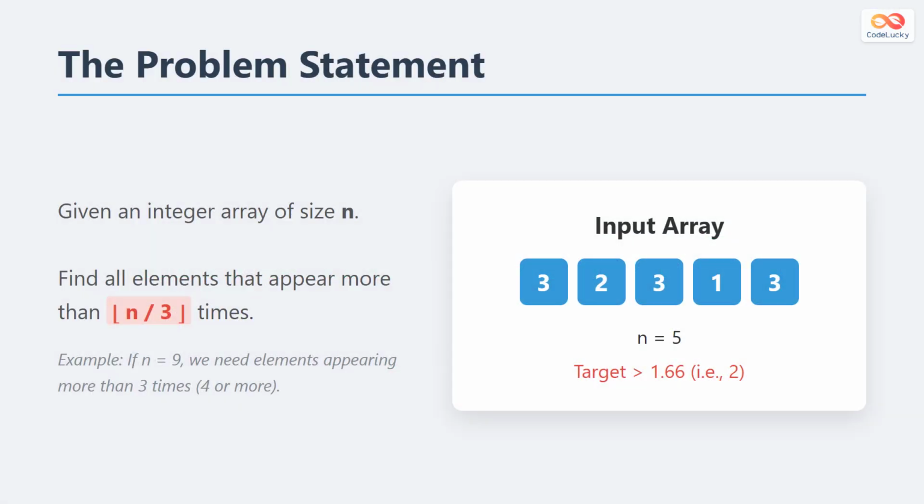Let's first define what we need to solve. We are given an array of integers with a size of n. Our task is to identify all the numbers in this array that appear more than n divided by 3 times. For instance, if our array has 9 elements, we are looking for numbers that appear at least 4 times.